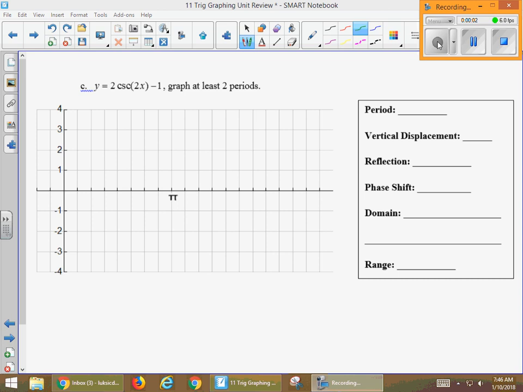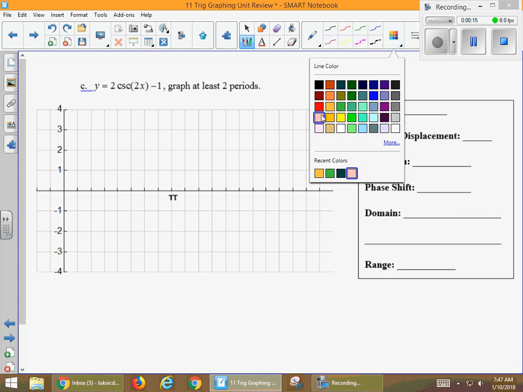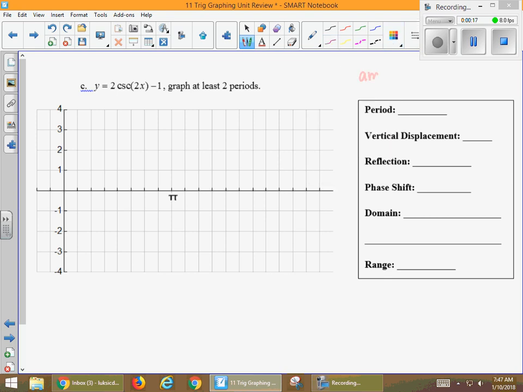All right, here we have a cosecant graph. So what we're going to do is graph sine first. So we have a 2 in front. That is going to be the amplitude of our sine graph. That's going to be helpful. We have a vertical displacement of 1, -1.